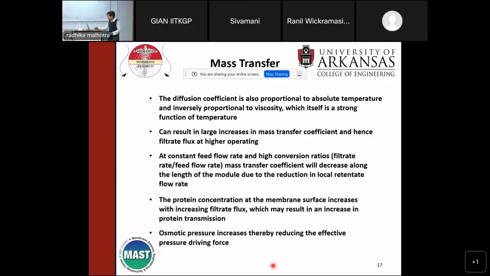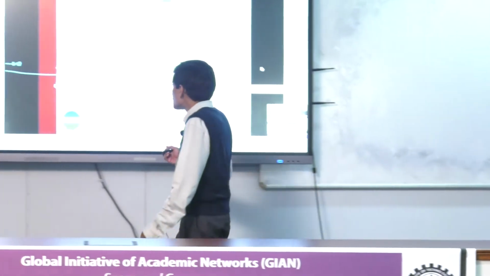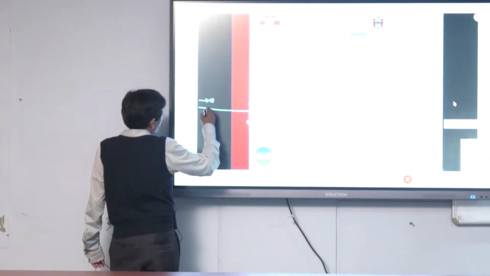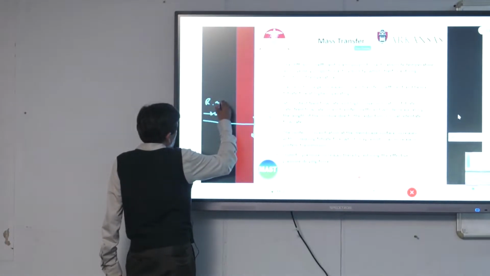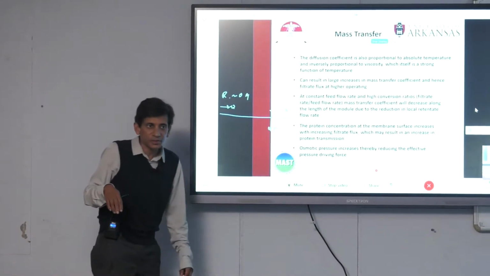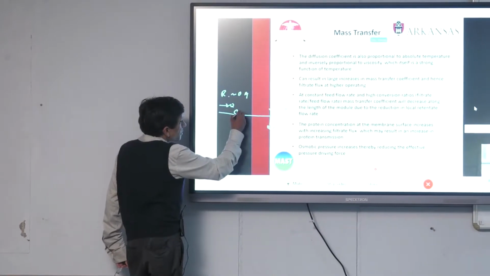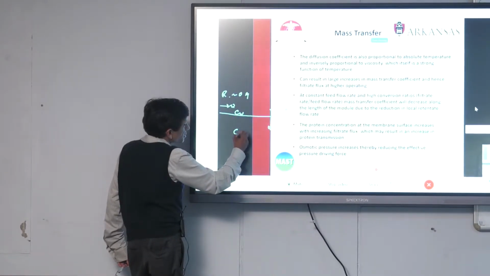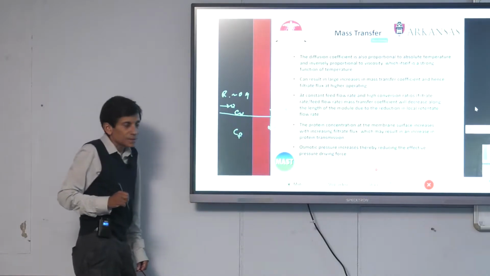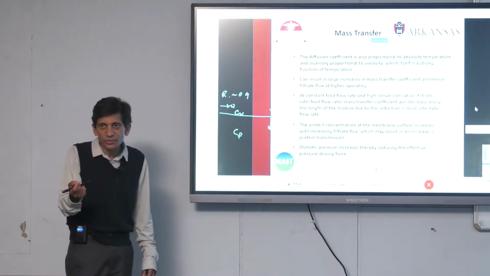The protein concentration at the membrane surface increases with increasing filtrate flux, that makes sense, which may result in increase in protein transmission. Now, that's something else we didn't talk about. Typically, we talk about a rejection coefficient for this membrane. So, this membrane, we could say, has a rejection coefficient of 0.9, which means it's rejecting 90% of BSA under your operating conditions, okay? But that rejection basically is comparing the concentration here at the membrane surface, the wall, versus the concentration in the filtrate, okay? Now, what you measure, though, is the concentration in the bulk feed, right? You can't measure a wall concentration.